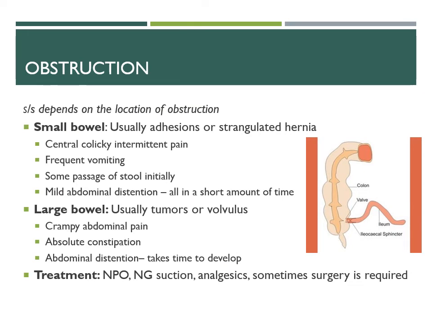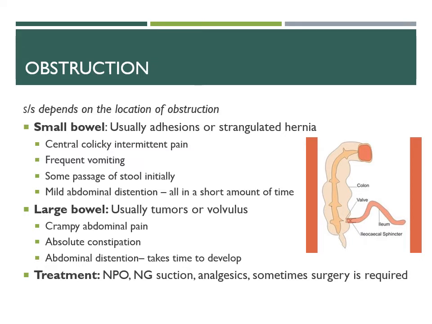Okay, so again, talking about obstruction, signs and symptoms just depends on where the obstruction is. So if it's in the small bowel, as mentioned, now that you've seen a couple of diagrams and we've spoken about it, it's either from adhesions from a previous surgery or from a strangulated hernia that cannot be reduced, and that would be an immediate surgical intervention for a strangulated hernia.